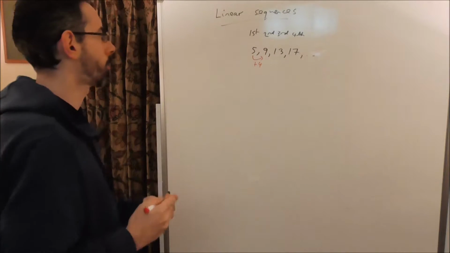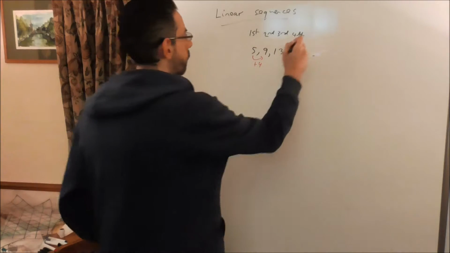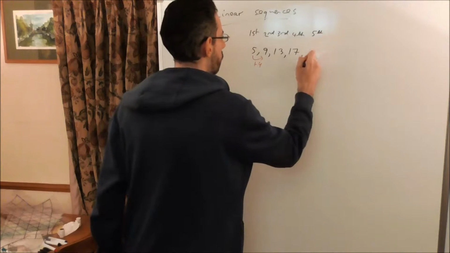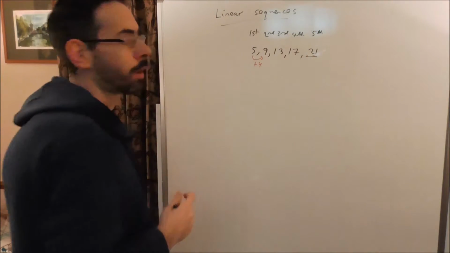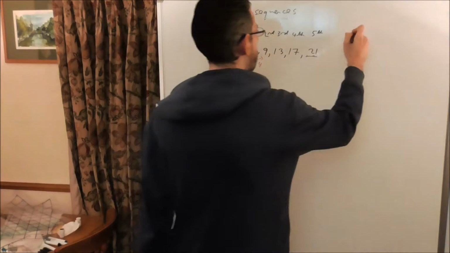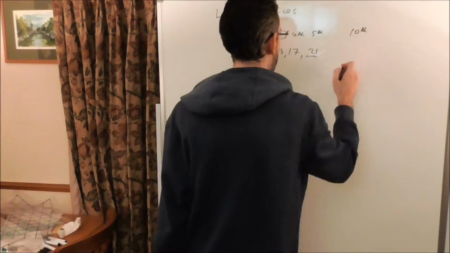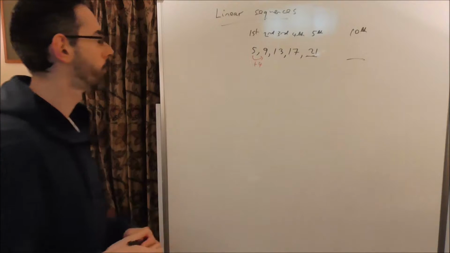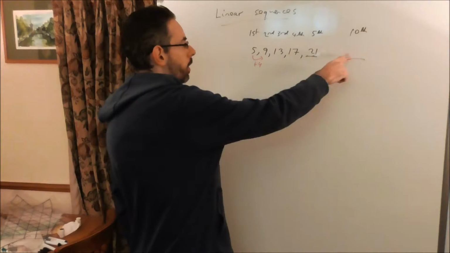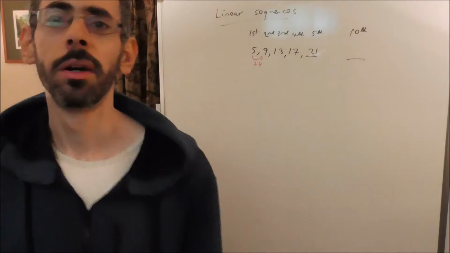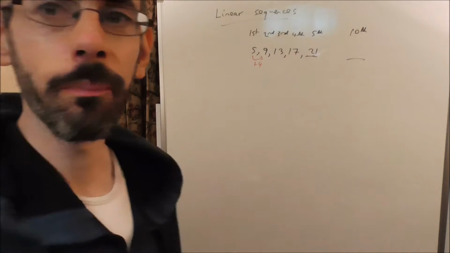So the next term is just 17 plus 4, which is 21. So the fifth term is 21. Now if I said what's the 10th term of this sequence, it's not as easy as the last ones. Not so obvious. You can't just double this number, by the way. It's not 42. There's a quick way of working it out, though.